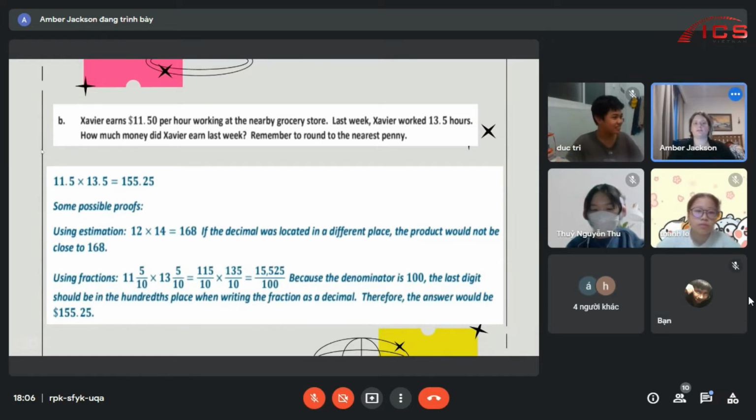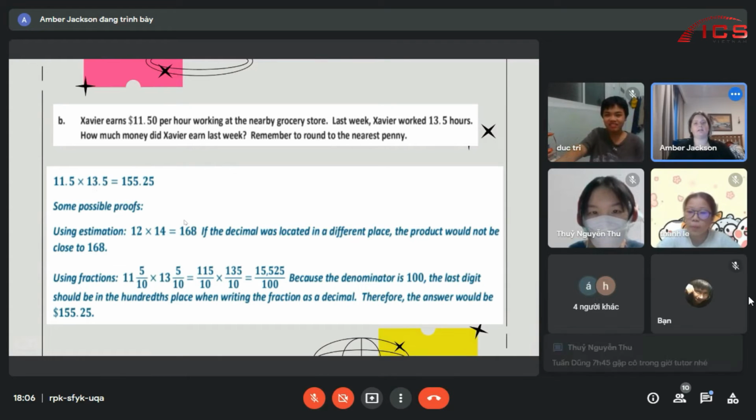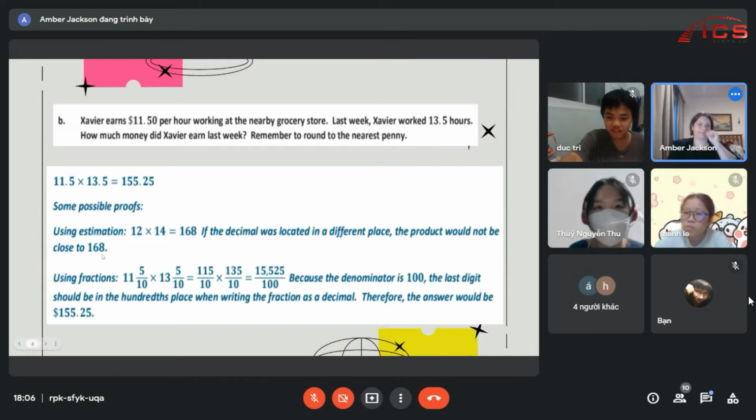If we did estimation, we would round 11.5 up to 12 and 13.5 up to 14, which would give us roughly 168. All right. So if the decimal was located in a different place, it would not be close to 168. So what we do is we use fractions. We do 11 and 5 over 10, because there's only one place after the decimal, times 13 and 5 over 10. So we turn these from mixed numbers into fractions. So 11 times 10 plus 5 is 115 over 10. And then 13 times 10 plus the 5 gives us 135 over 10.